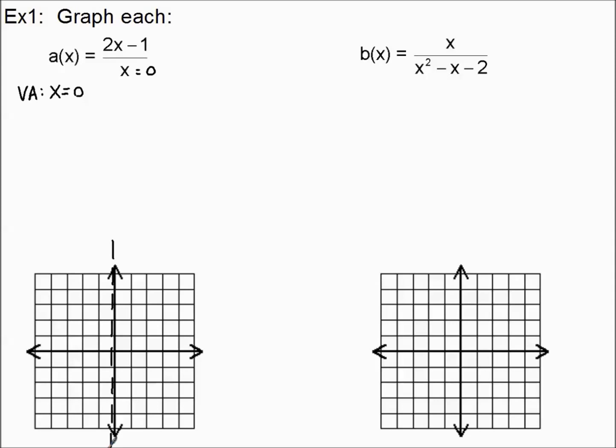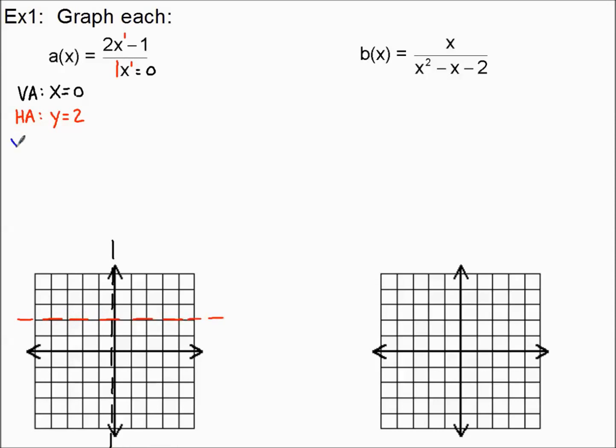Next, let's go to our horizontal asymptote. Our horizontal asymptote depends on our degrees. The degree of the numerator and the degree of the denominator are identical, so therefore I know that I take the leading coefficient, which is 2 divided by 1. So y equals 2 will be our horizontal asymptote, and I will dash that in.